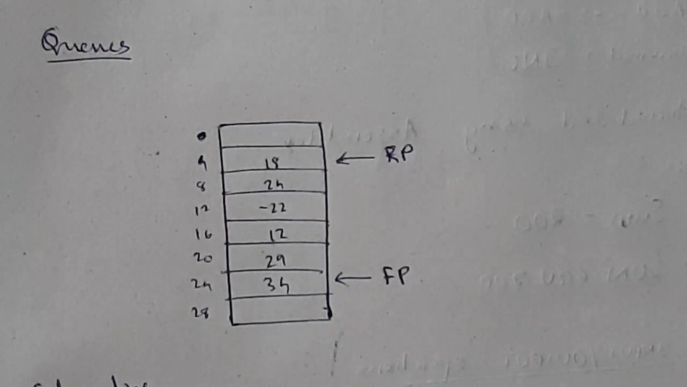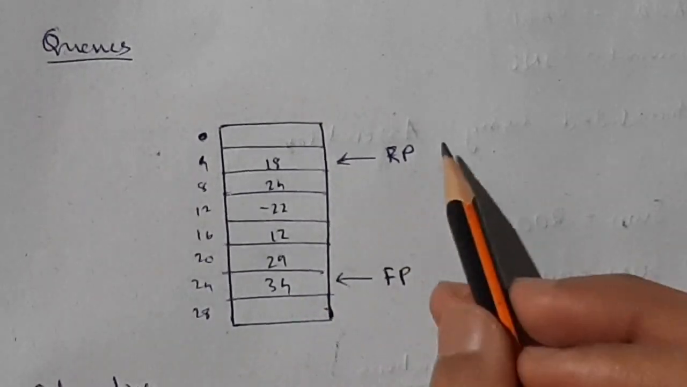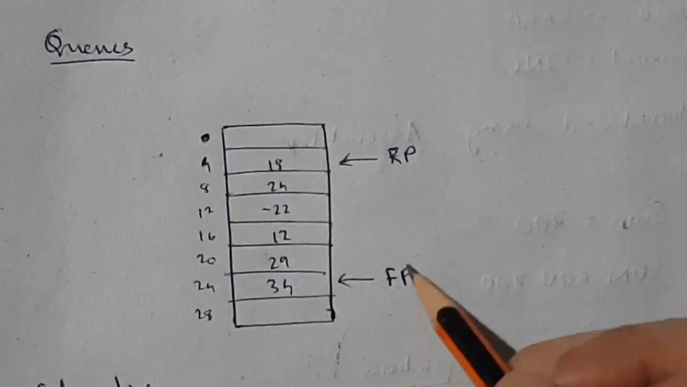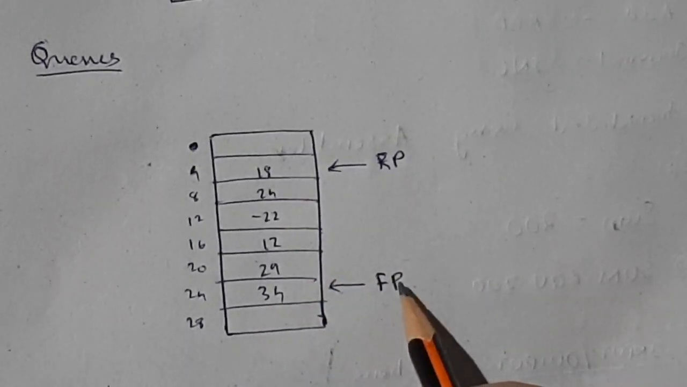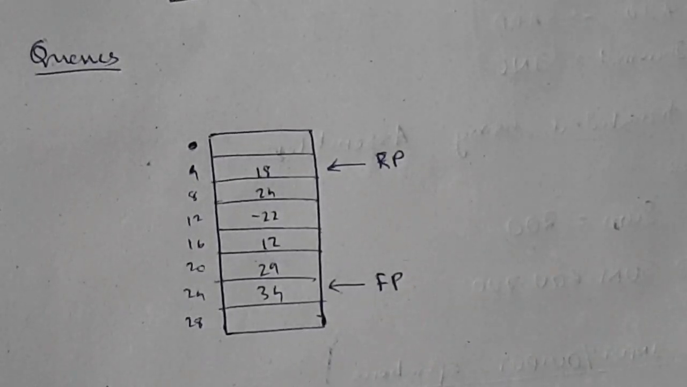Queues are also the same as stack, but it will have 2 pointers, which are the rear pointer and the front pointer. You can insert an element from this end and delete an element from this end. That's the only difference between stack and queue.